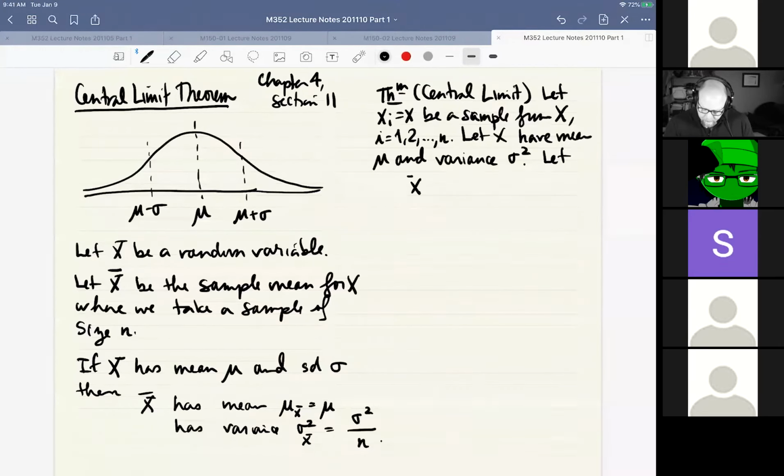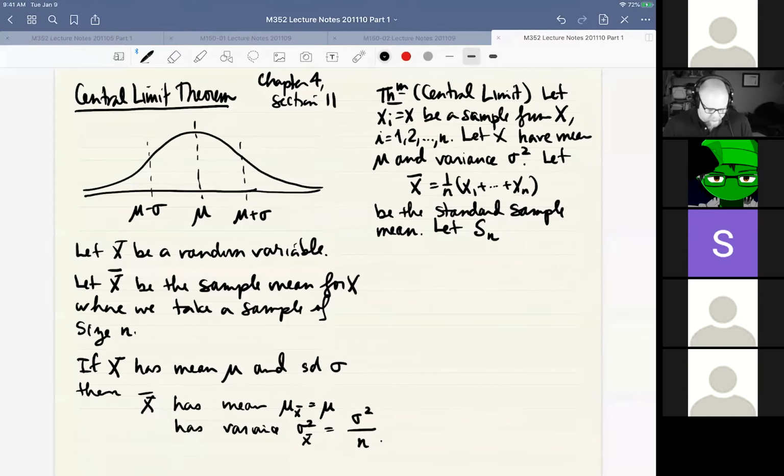And we'll define the sample mean random variable in the standard way. Right, it's going to be the average of the n other samples. Now I'm going to let S sub n be n times the sample mean. So we're clear what that means, it's just the sum of the other random variables. That's why I'm using n.